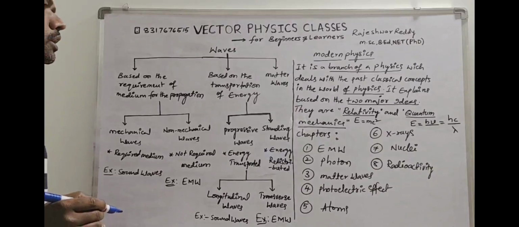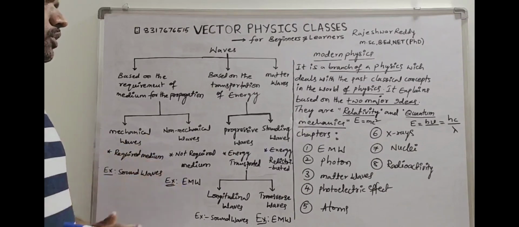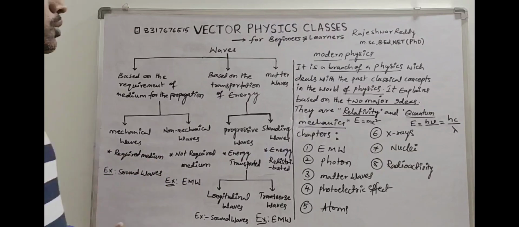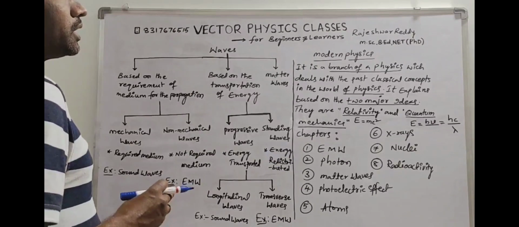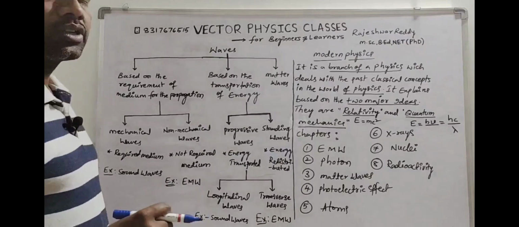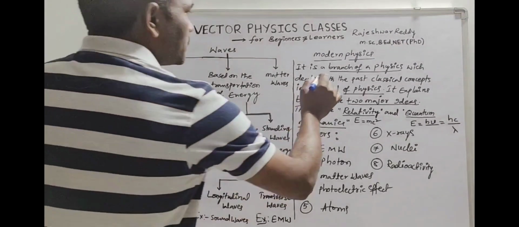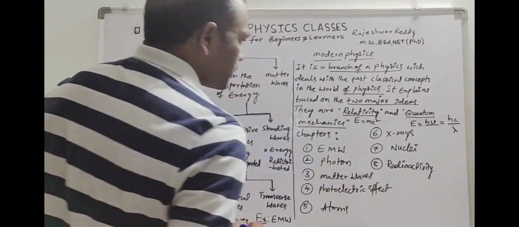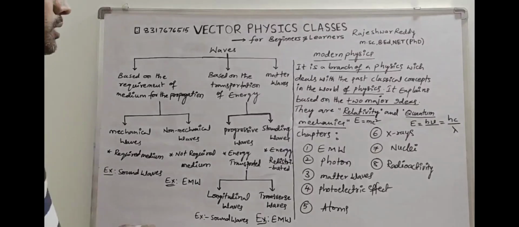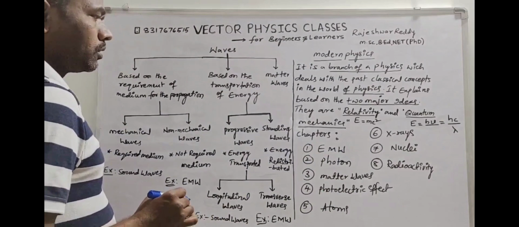In modern physics there are some important chapters. Modern physics is very important for all competitive examinations after 12th class, like JEE Mains, NEET and others. Look at the screen, and here are the chapters.